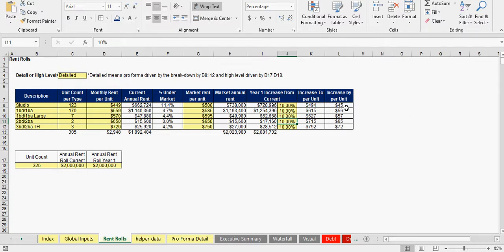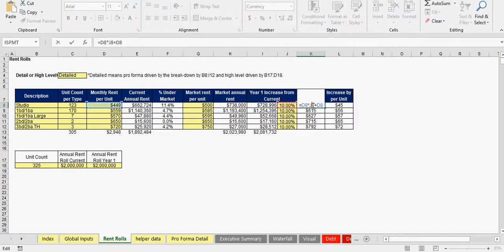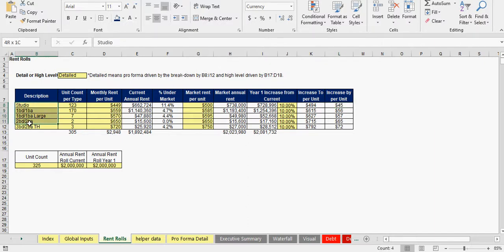So, for example, you're starting at 449, and you're increasing it. If you did it by 10%, you're now at 494, which is a $45 increase. And this could easily be expanded to as many unit types as you want. The main things that pull from here to the main pro forma are just your total annual rent revenue.